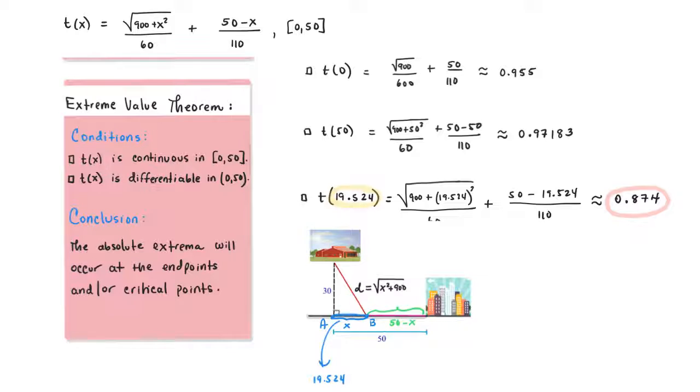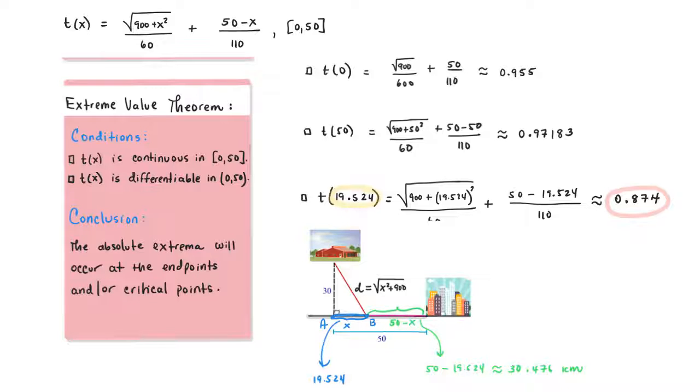And that implies that this distance between point B and the city right here should be 50 minus 19.524. So right here, I'm going to make a note of that: 50 minus 19.524. With your calculator, that will become about 30.476 kilometers.